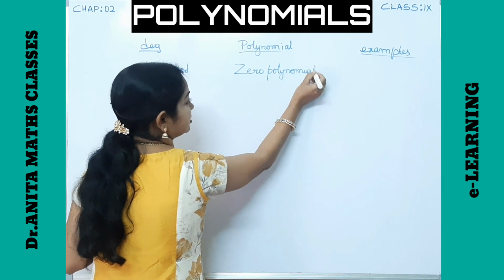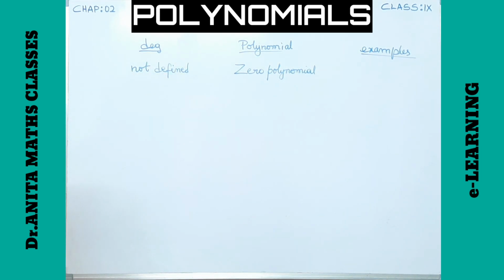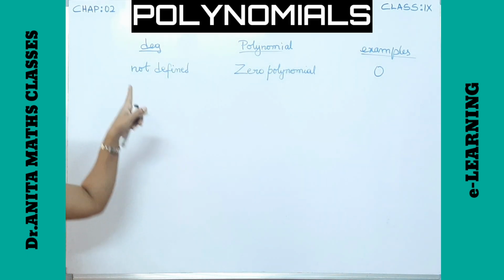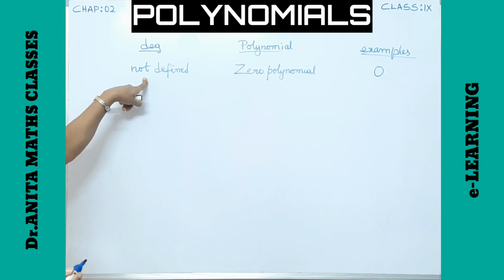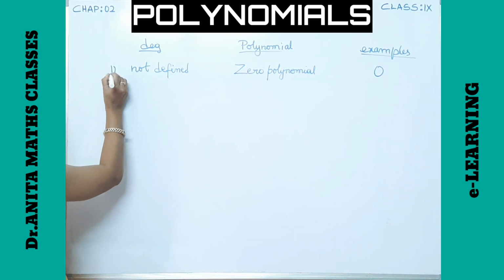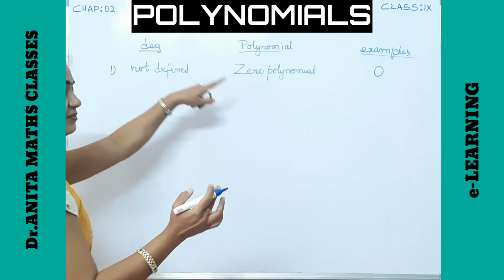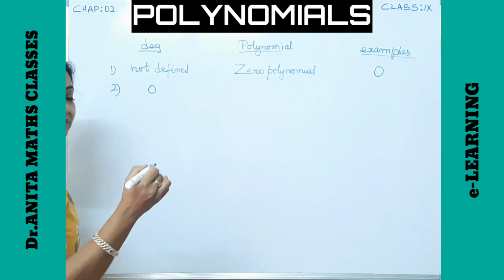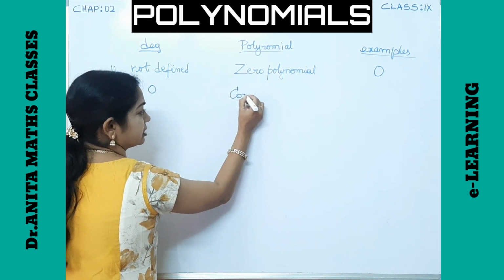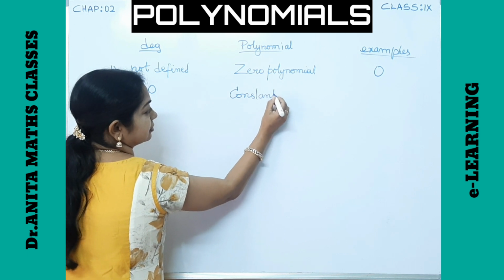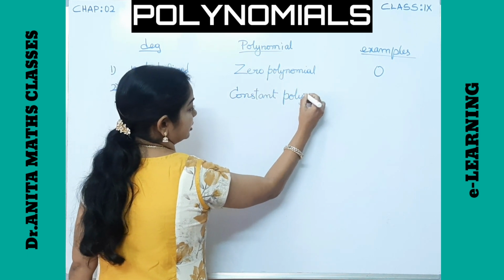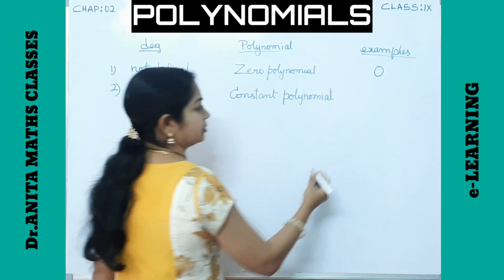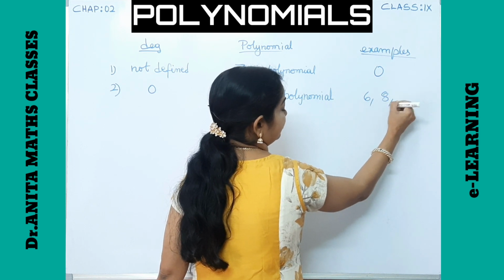The example of a 0 polynomial is just a 0. This is only one example. 0 polynomial, 0. Here the degree is not defined. That you should remember. Now this is one type, depending on the degree we are classifying the polynomials. If the degree is 0, it means the highest power is 0, so that is called a constant polynomial.